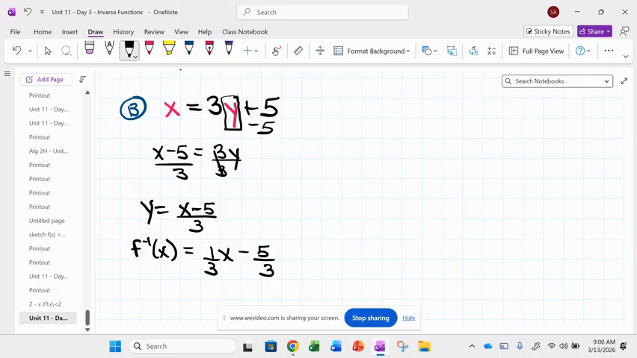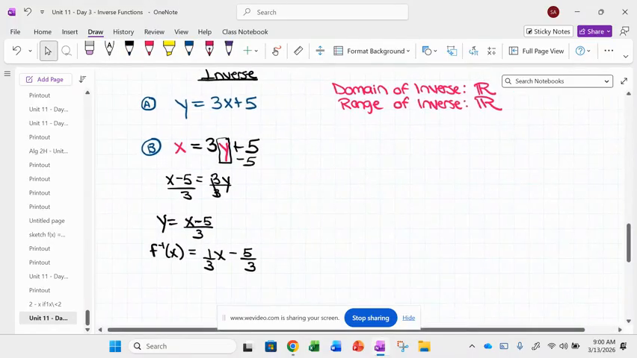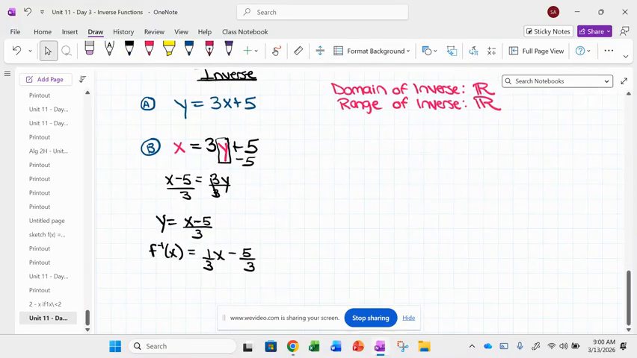It makes sense. And now, because this is a line, let's go back and see if my domain and range are fitting. Well, if this is a line, my inverse function is a line, does it make sense that my domain is all real numbers and my range is also all real numbers? Yeah, because we're extending arrows in both directions. So this makes perfect sense.